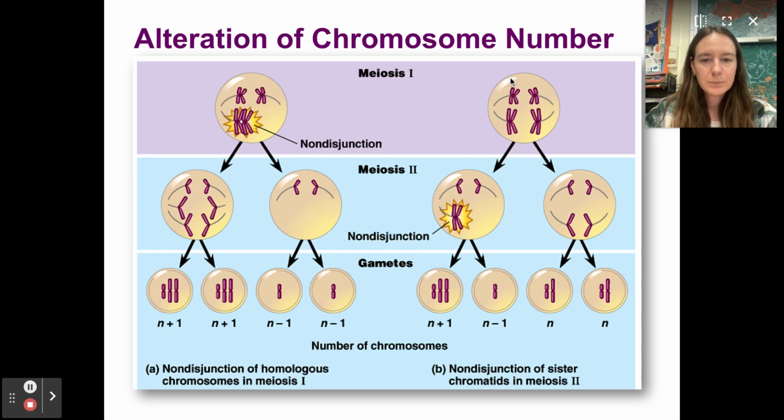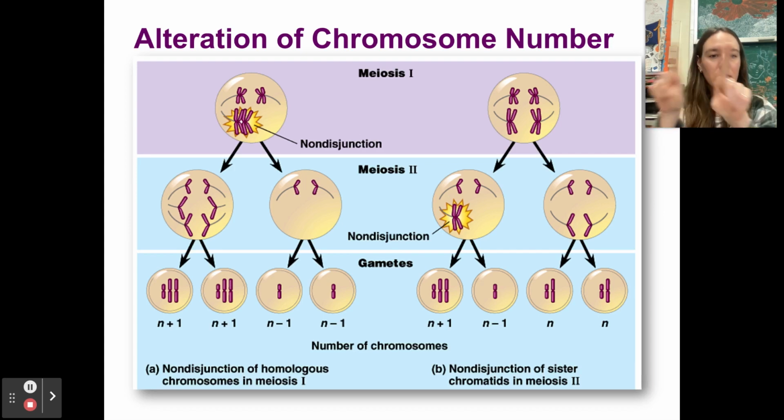Or if you see here, non-disjunction can happen during meiosis 2, where we separate the sister chromatids. We separate the homologous chromosomes here, and they go into separate cells, and then the sister chromatids don't separate in this part here. And then now you have 3 copies of the chromosome here, 1 and then 2 and 2. Okay, so there are different types of non-disjunctions, either during meiosis 1 or meiosis 2. And basically what you need to remember is that there is a problem during anaphase with the separation of homologous chromosomes or sister chromatids.